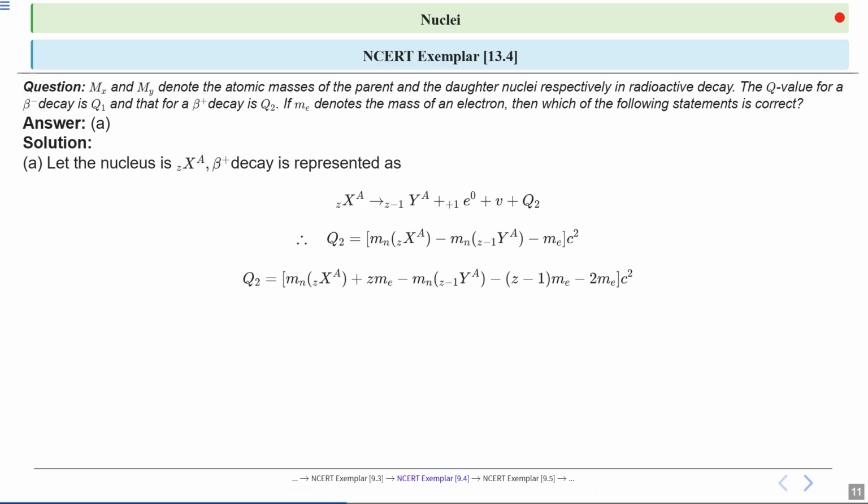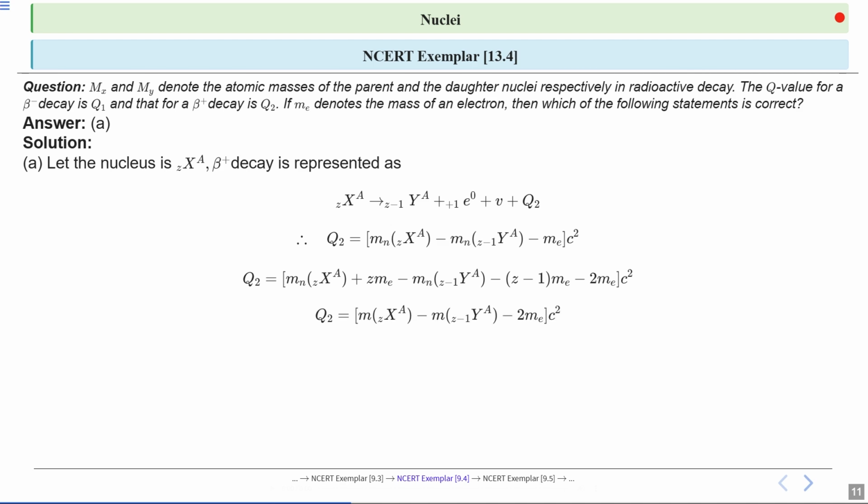After some modification, equation becomes Q2 equal to Mn, that is mass of nucleons of which nucleus? Zxa, X nucleus, plus Zme minus Mn, mass of nucleon of which nucleus? Daughter nuclei Y, minus Z minus 1 Me minus 2 Me c square. So we have modified this equation. Why? We are adding the mass of electrons to X nucleus and number of electrons Z minus 1 in daughter nuclei. So we are adding the mass of electrons also present in the atom.